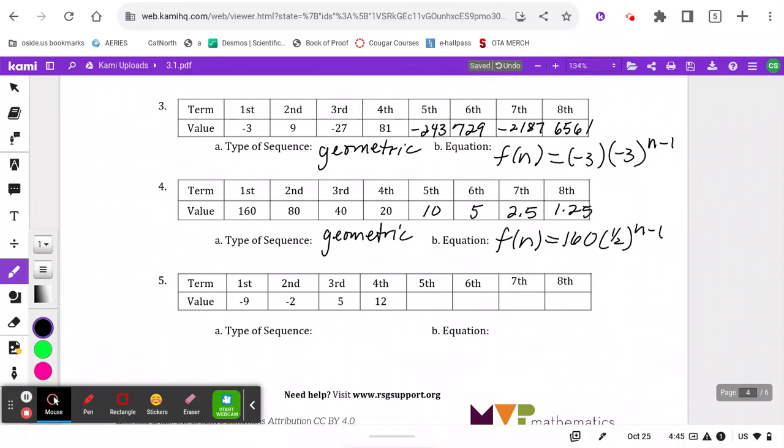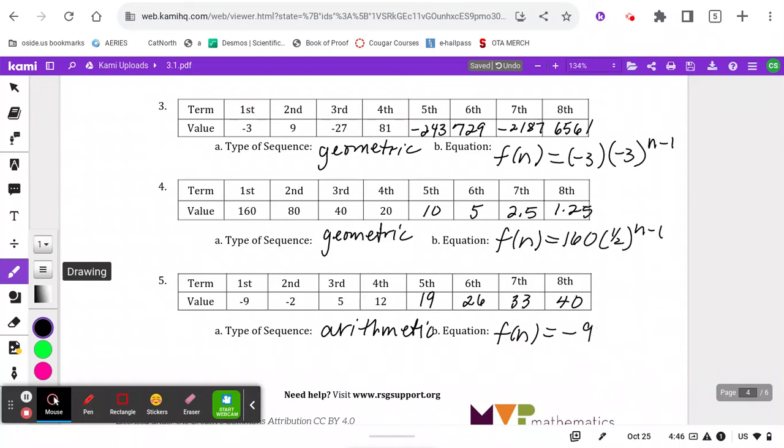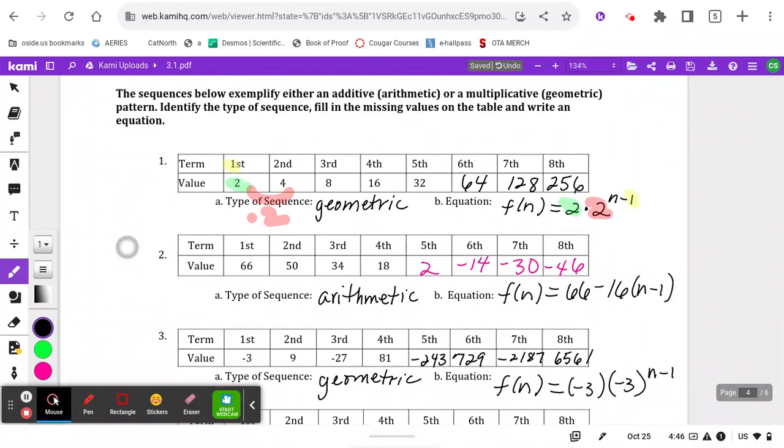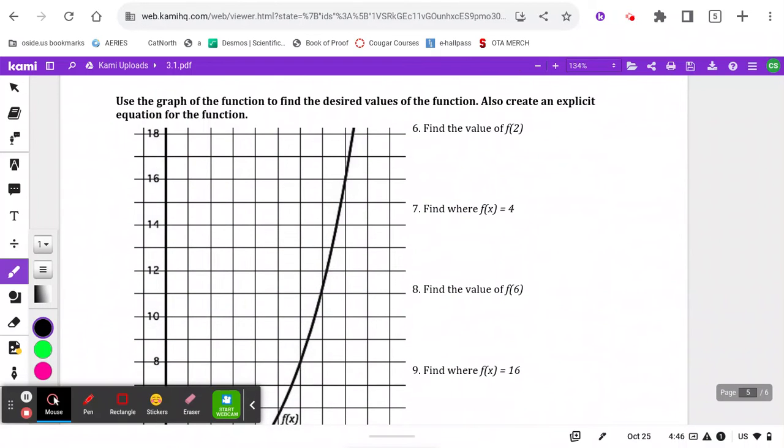All right, we're going -9, -2, 5, 12. Do you see that it's just adding 7 each time? And so this one's going to be arithmetic. And the explicit is f of n, begins with -9, adding 7, n minus 1 times. Okay, so that's just a review from Math 1 of arithmetic and geometric tables and how to write an explicit from it. Now we're just going to do a couple quick graphing questions.